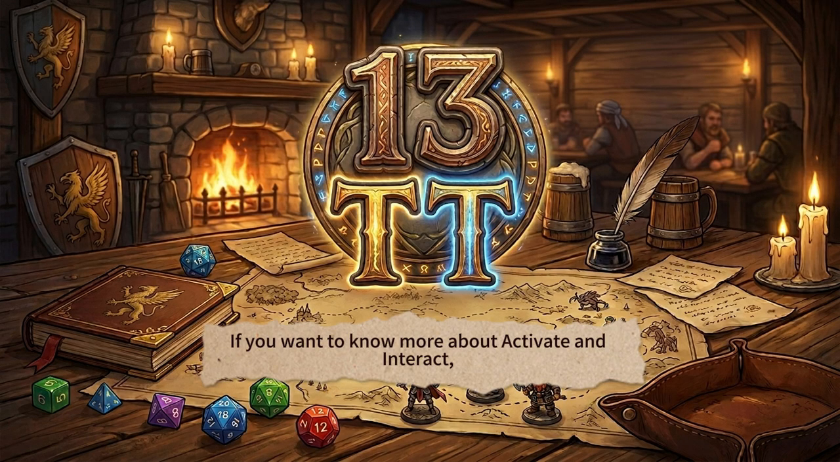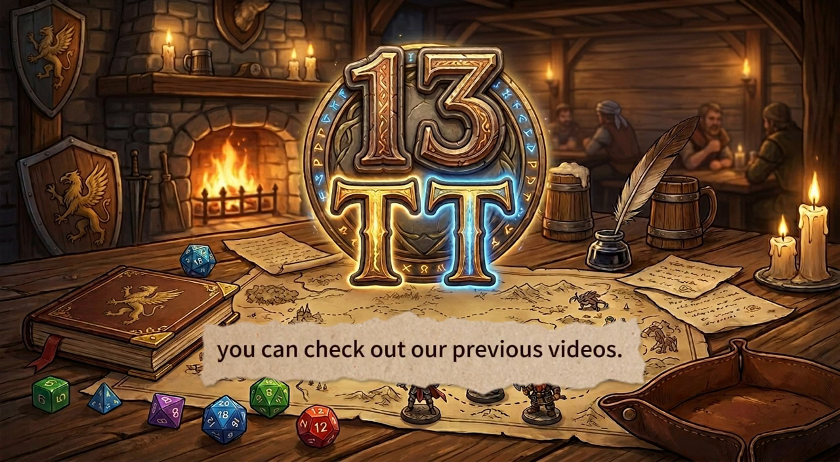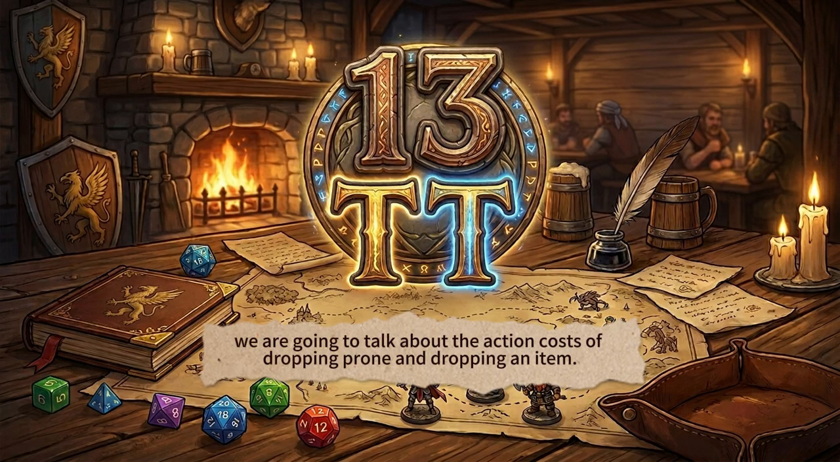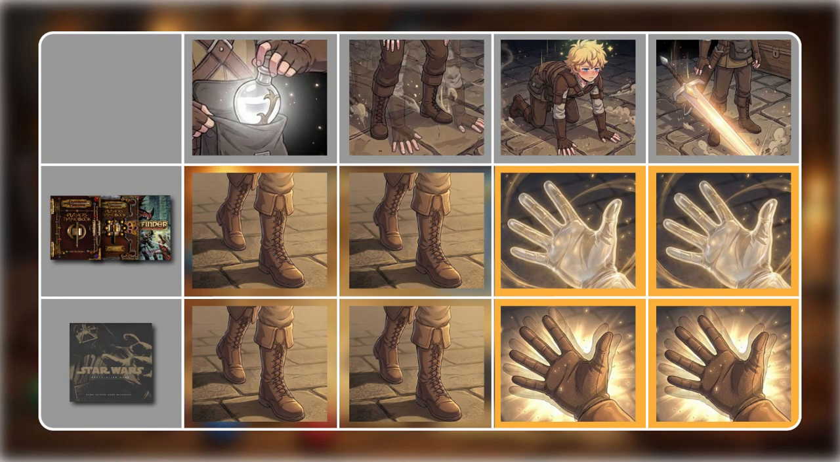If you want to know more about Activate and Interact, you can check out our previous videos. In this video, we are going to talk about the action cost of dropping prone and dropping an item. Let's jump back to the D&D 3e era. Back then, dropping an item was a free action. It cost the same as dropping prone.